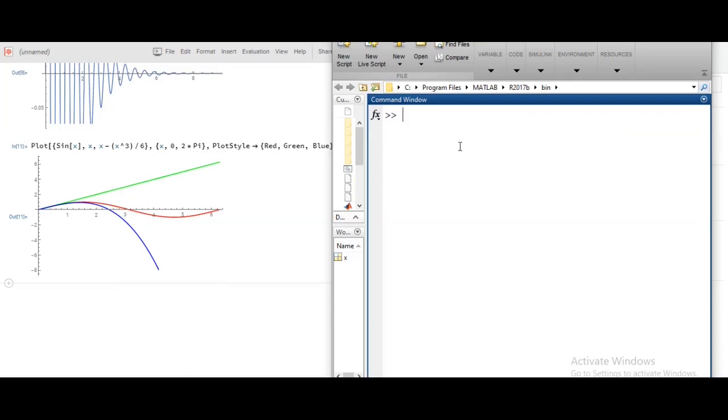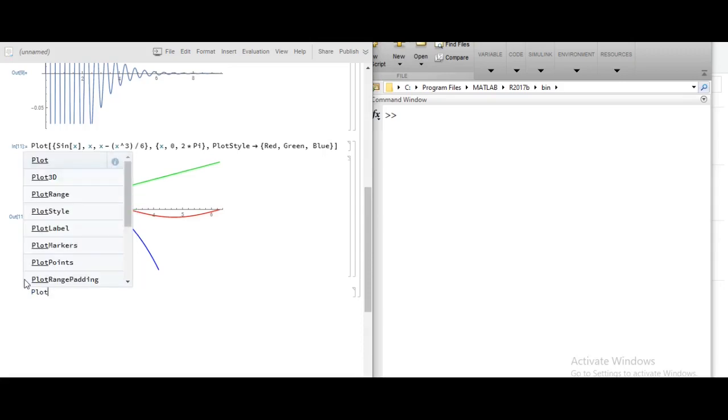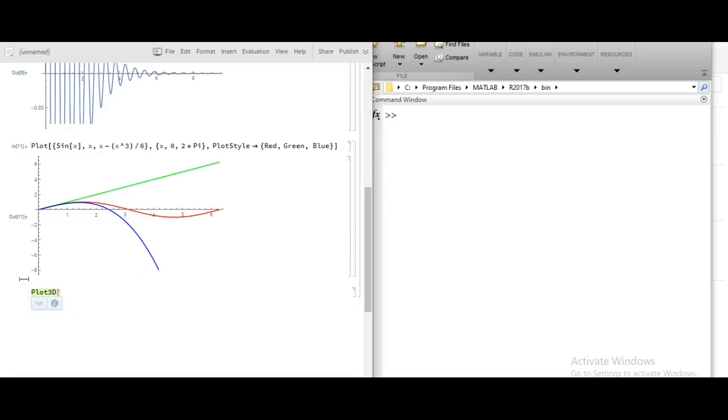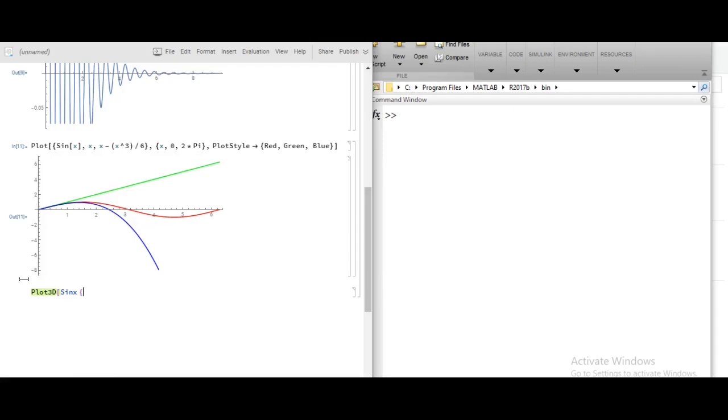Okay, so now let's take some 3D problems, 3D plotting. For 3D plotting suppose we write plot3D, and then suppose we have a function of sine of x into sine of 2y, 2 into y.